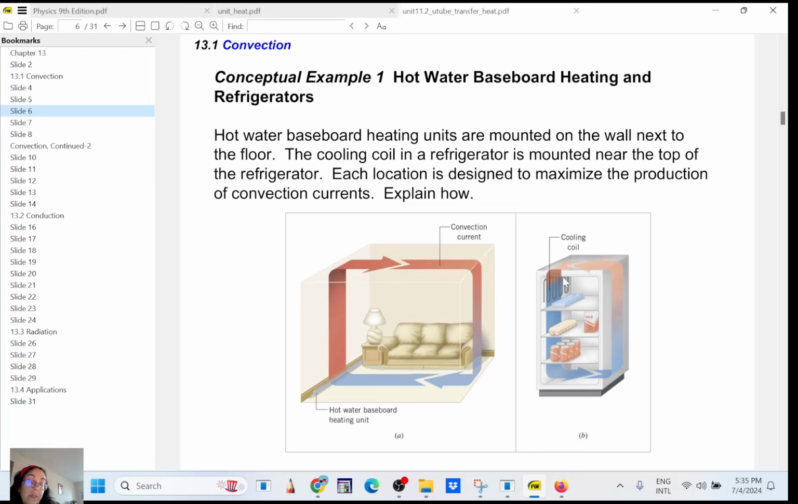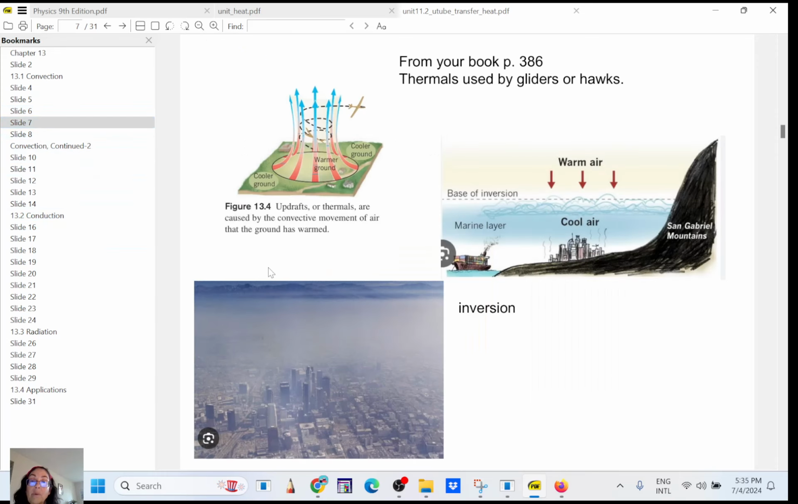So you don't want the cooling coil at the bottom. So here's another example from your book. We talked about how dirt or ground can warm up very quickly relative to the water, for example. It has a smaller specific heat capacity. So when it's sunny outside, it's warm outside, the ground will get warm very quickly. It depends on the type of ground, of course.